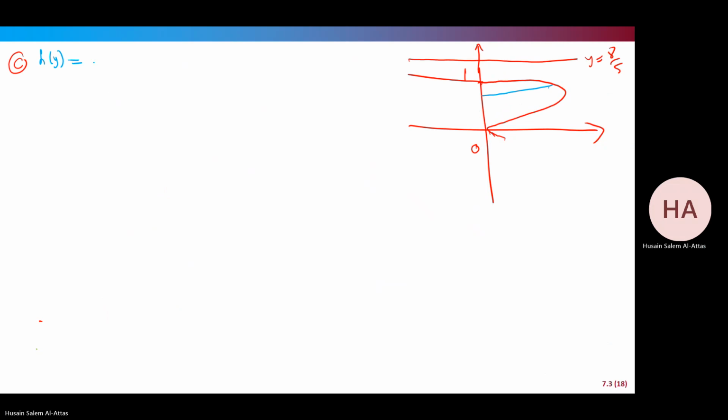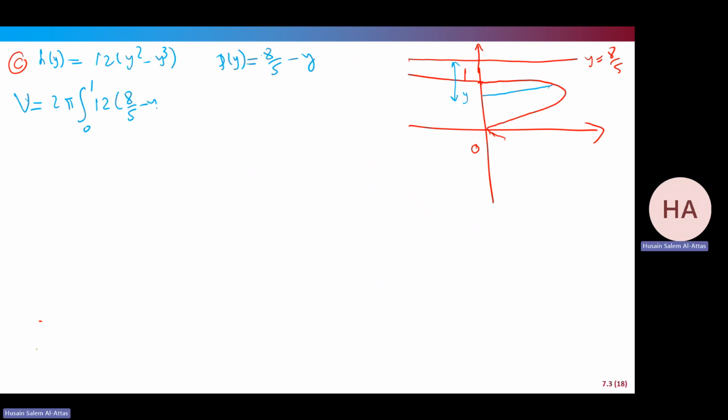12 y squared minus y cubed. Here the change is at y. If this is y, what will be this distance? It will be 8 over 5 minus y. Okay, now it's a matter of calculation. The volume will be 2π times the integral from 0 to 1 of 8 over 5 minus y times y squared minus y cubed dy.